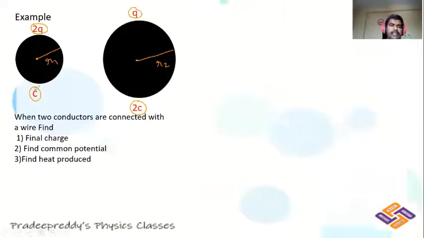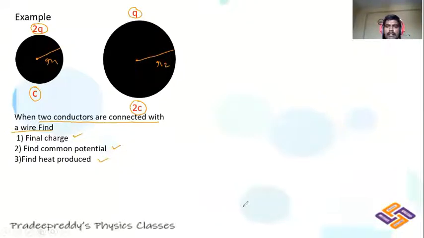We have capacities C and 2C for two conductors, and the charge given on the first conductor is 2Q and the charge given on the second conductor is Q. The radii of these two conductors are different. One has radius R1 and the other has radius R2. Now your question is, when two conductors are connected with a wire, find the final charge, find the common potential, and find the heat produced in the process. These are the three things you are supposed to find out.